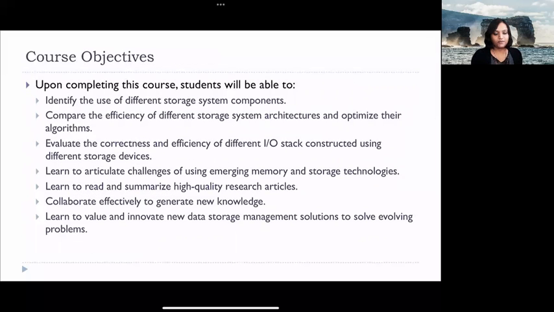Our primary objectives in this course are definitely to identify uses of different storage system components, compare the efficiency of different storage system architectures and optimize their algorithms, evaluate the correctness and efficiency of different IO stacks constructed using different storage devices, learn to articulate challenges of using emerging memory and storage technologies, as well as learn to read and summarize high quality research articles. You would learn to collaborate effectively to generate new knowledge and learn to value and innovate new data storage management solutions to solve evolving problems.